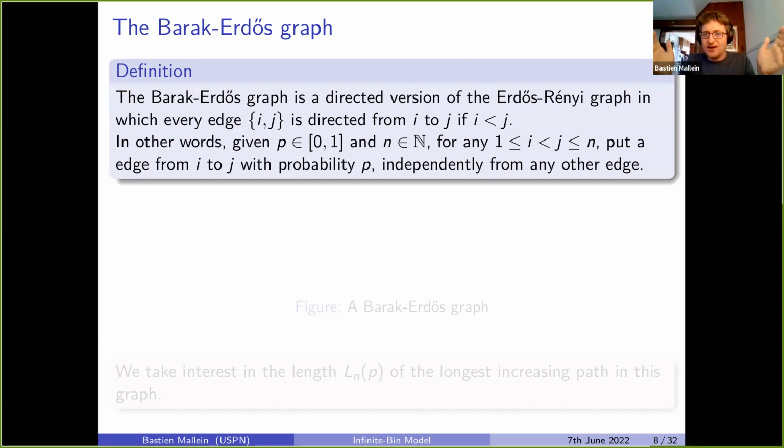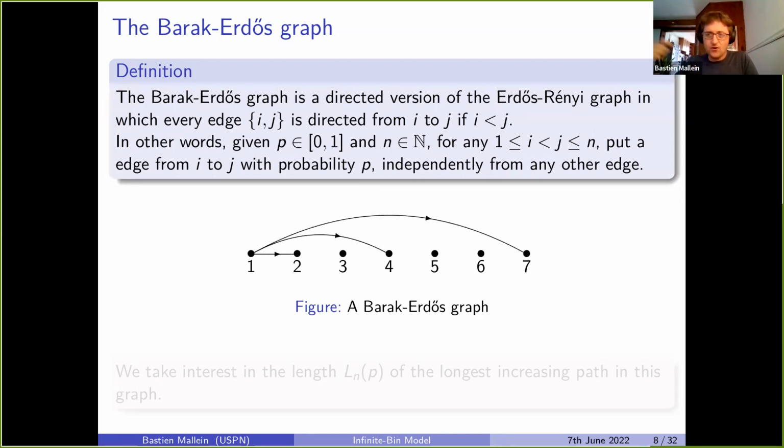So you can define this graph on integers between 1 and n, but obviously you can also define it with a set of vertices equal to the whole integer line, right? So, this is an example of a Barak-Erdos graph. My first vertex is connected to a random number of vertices to its right, and then independently, every other vertex will be connected to a random number of vertices to their right.